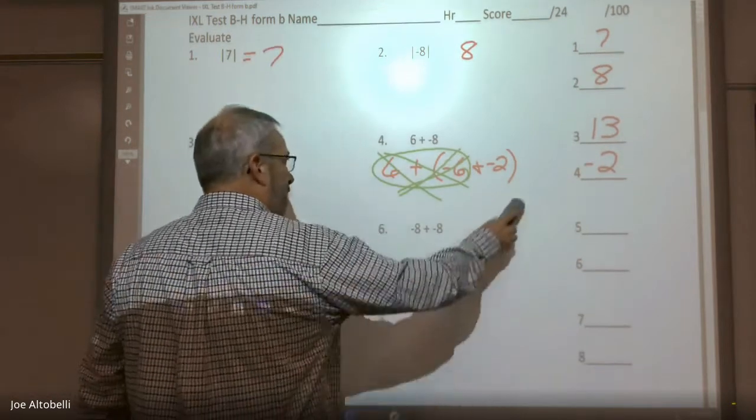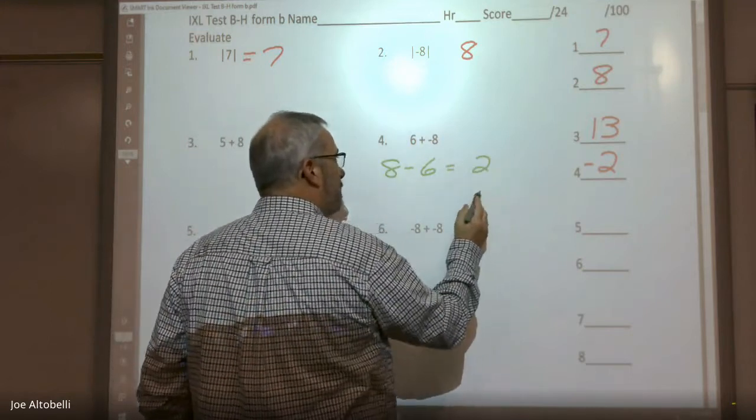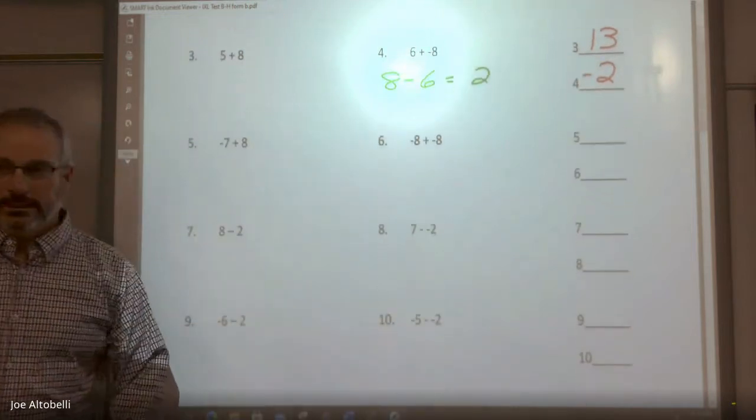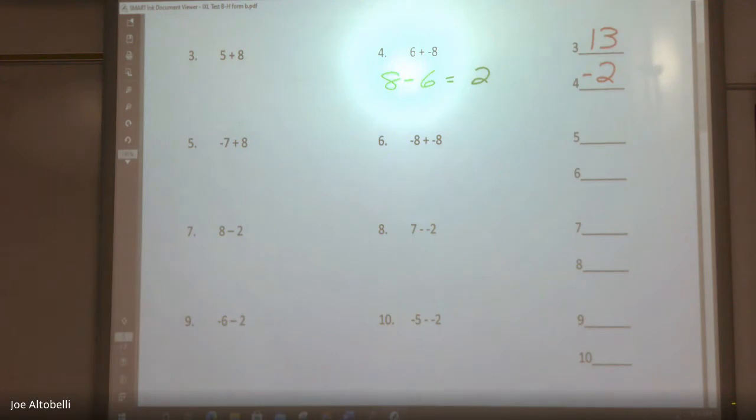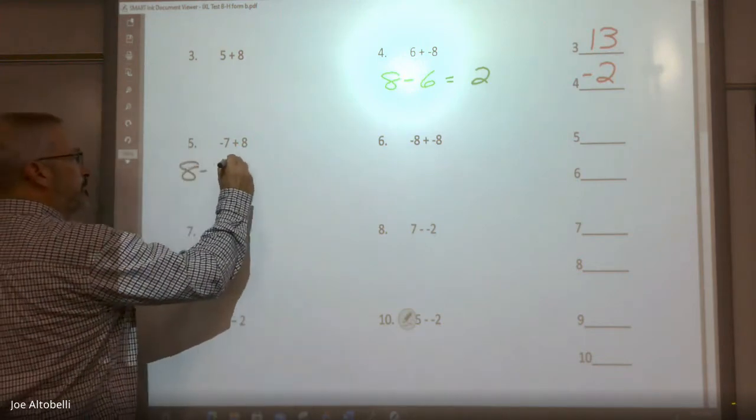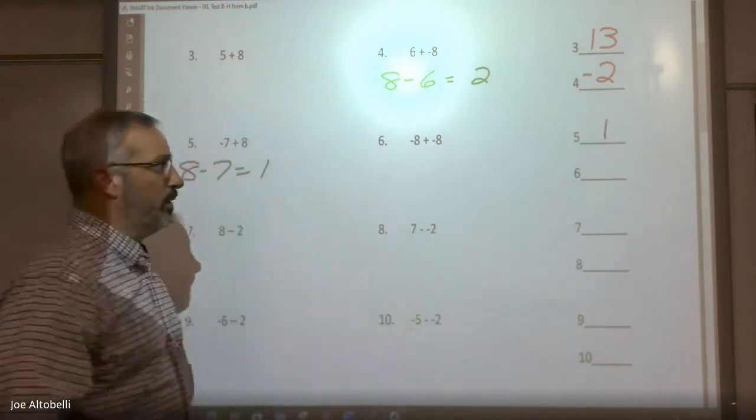Or you could have done it this way or thought of it this way. 8 minus 6 is 2. I have more negatives, so it's -2. Number 5. You don't have to work ahead because we're going to take our time going slow on these. I have more positives, so it's a positive 1.